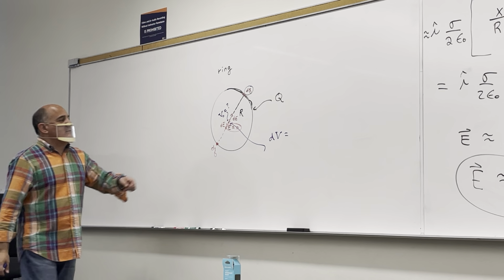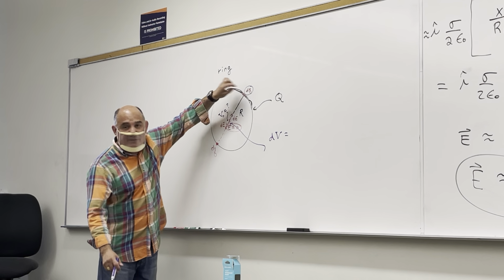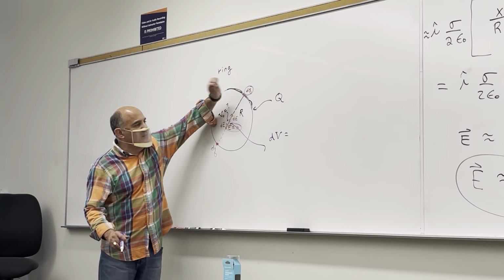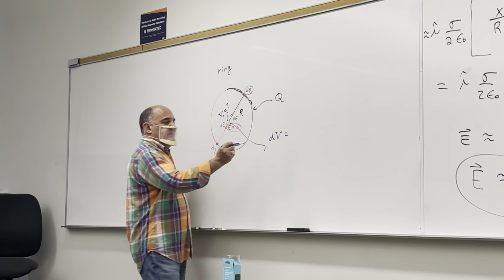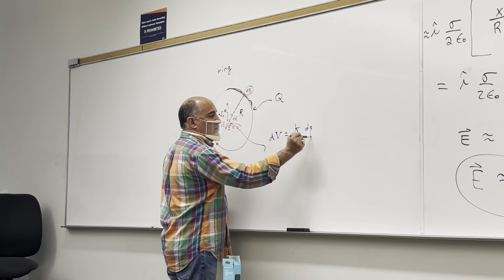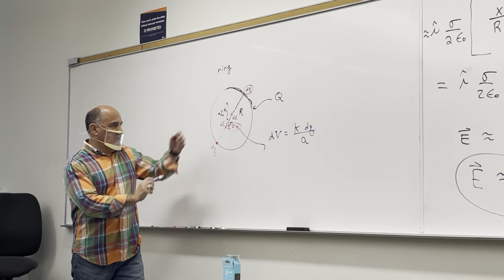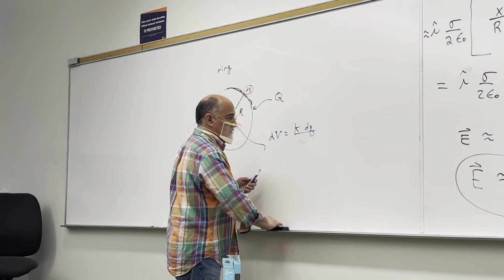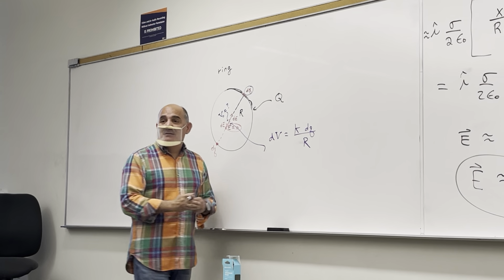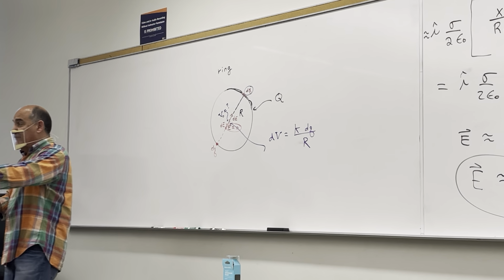But what would be the electric potential there due to this little bit of charge? Just think of this as a point charge. What would it be? k dq over the radius of it, which is A, or I call it capital R. And that would be this R, because that's the distance from the charge to the field point.